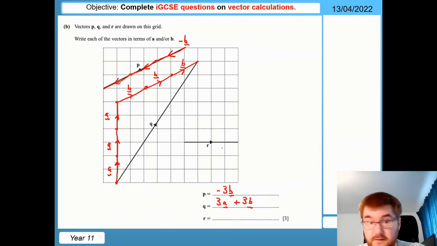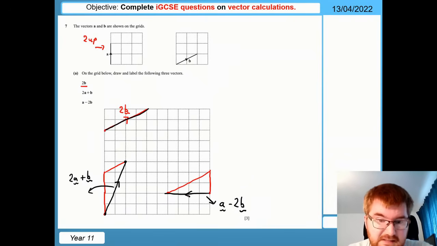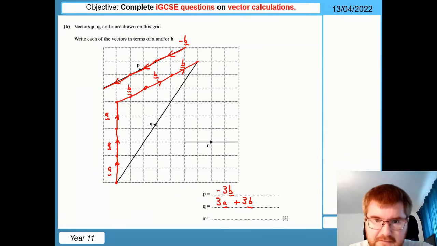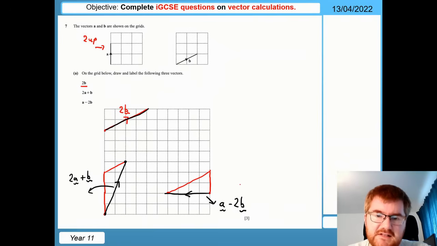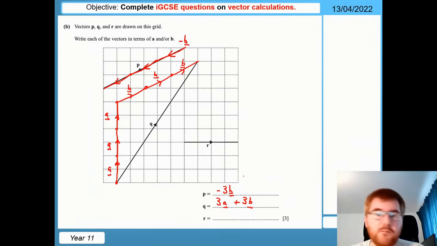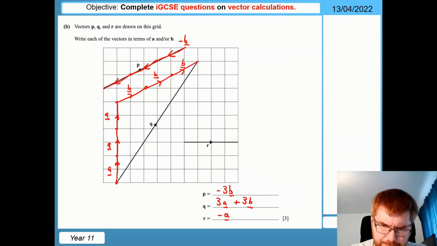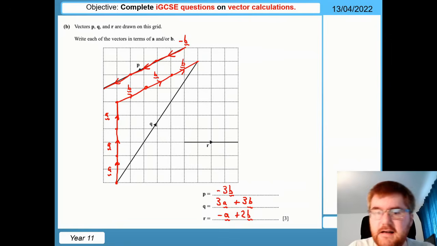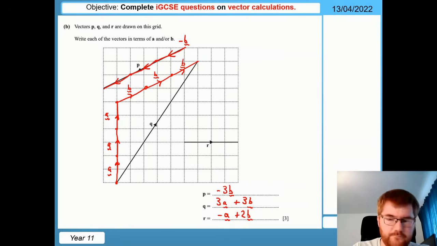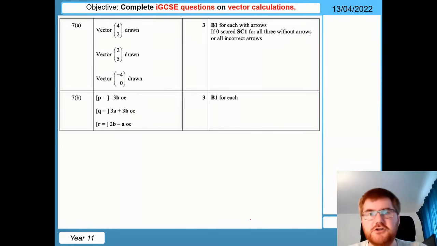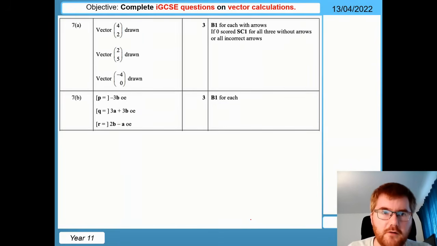R is actually more straightforward because we already did a vector very similar to this. Notice we had this vector but going in a different direction, because this is 4 units and it's going left, where this is 4 units and going right. So all we need to do is take this vector and flip the signs. So just do minus a plus 2b. In some ways that's the easiest one to do here, because we already had one of the vectors like that, and all we had to do was flip the sign for the different direction. Okay, so you can check your answers there, of what we've gone through.